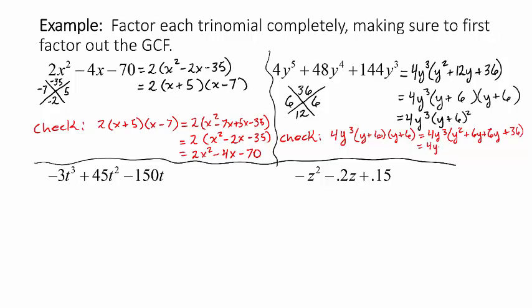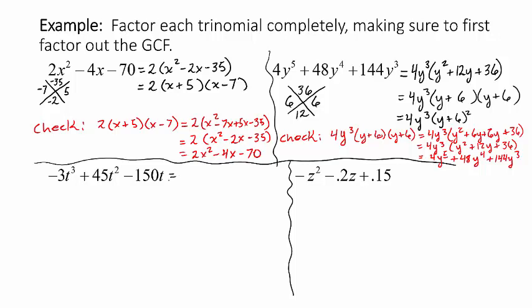Okay, so 4y cubed times y squared plus 12y plus 36. We're just working it backwards, right? Now to distribute that through, 4y cubed times y squared is 4y to the fifth. 4y cubed times 12y is 48y to the fourth. And 4y cubed times 36 is 144y cubed. Very good.